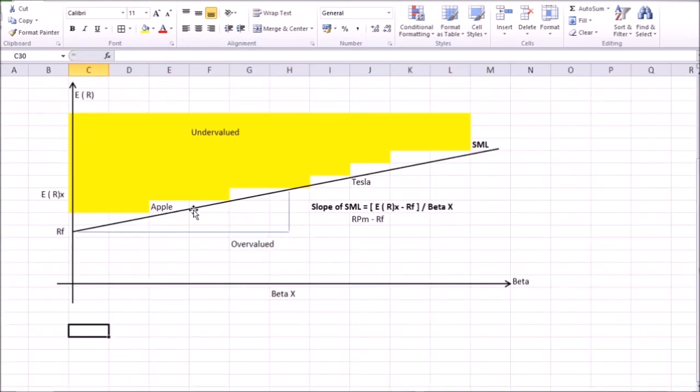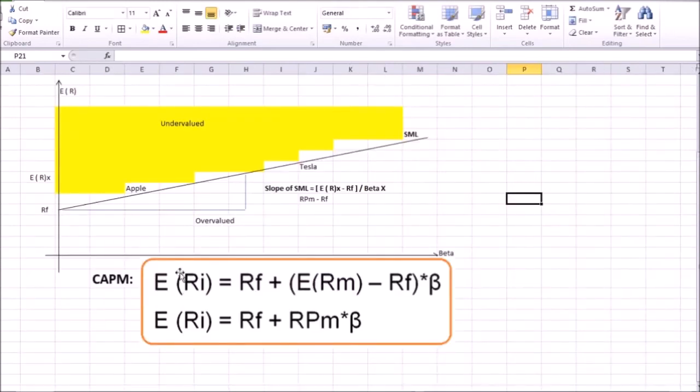And lastly, from the securities market line, we can move on to the capital asset pricing model, which states that the expected rate of return on an asset i, ERi, is equal to the risk-free rate of return, which the investor would expect to get even without taking any risk, plus the difference between expected market rate of return and the risk-free rate of return multiplied by beta.